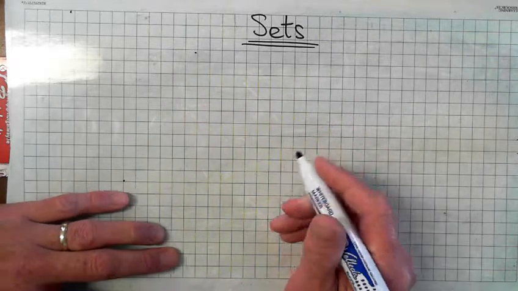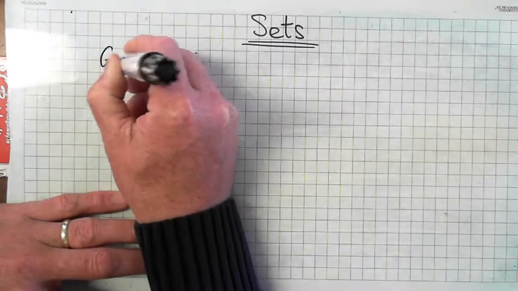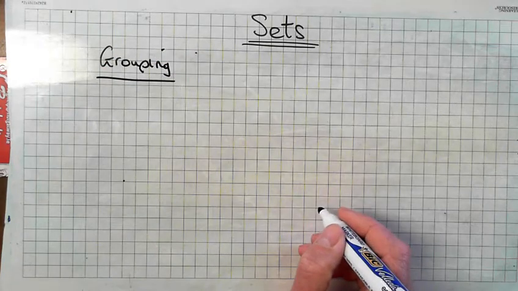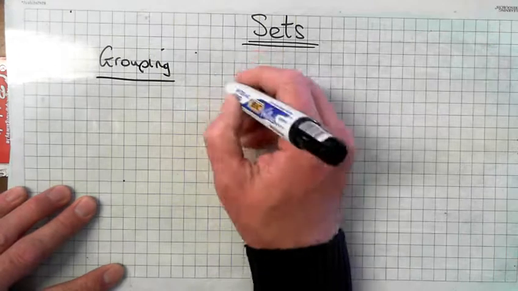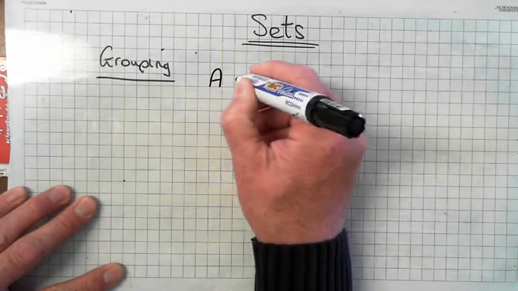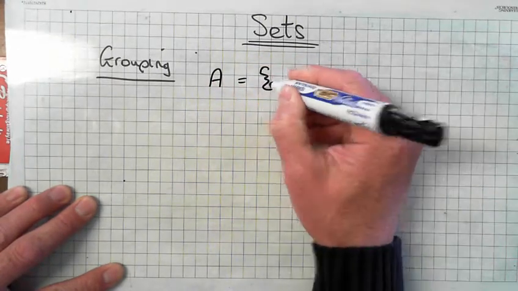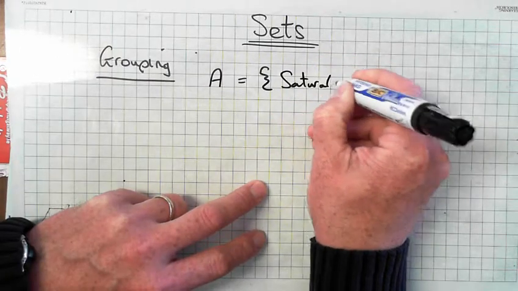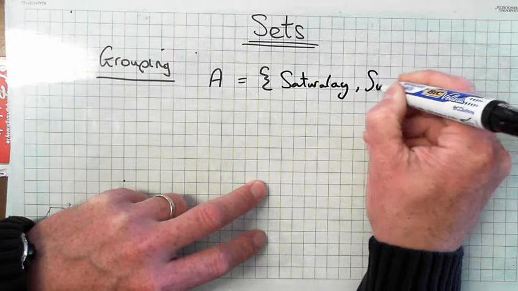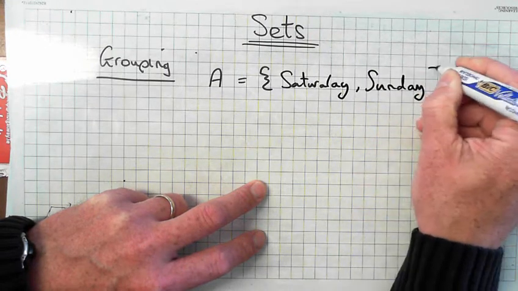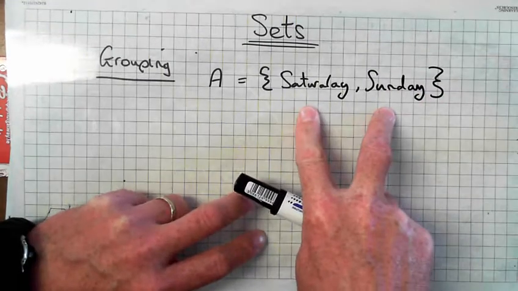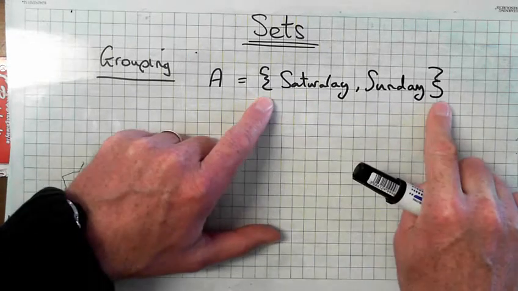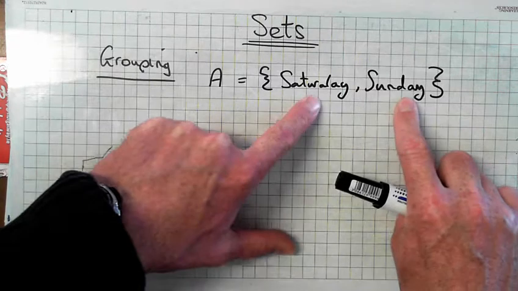Right. So sets are all about grouping things together. So, for example, describe this set. These are called elements. So Saturday, Sunday, and I always put these elements inside a set, and I always put them inside curly brackets like that. These are called elements.